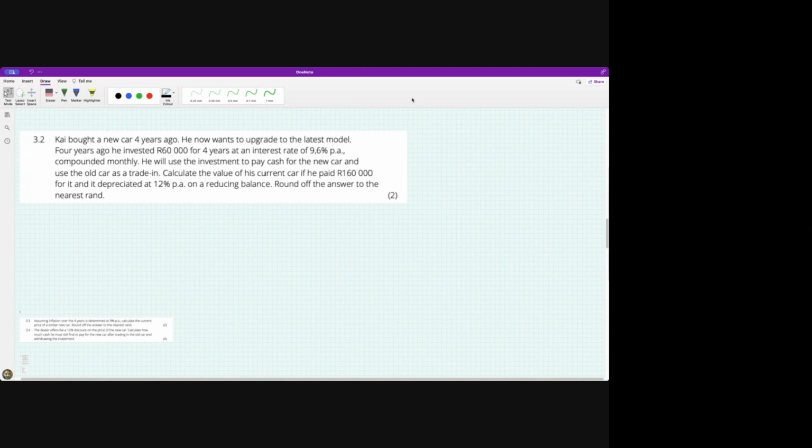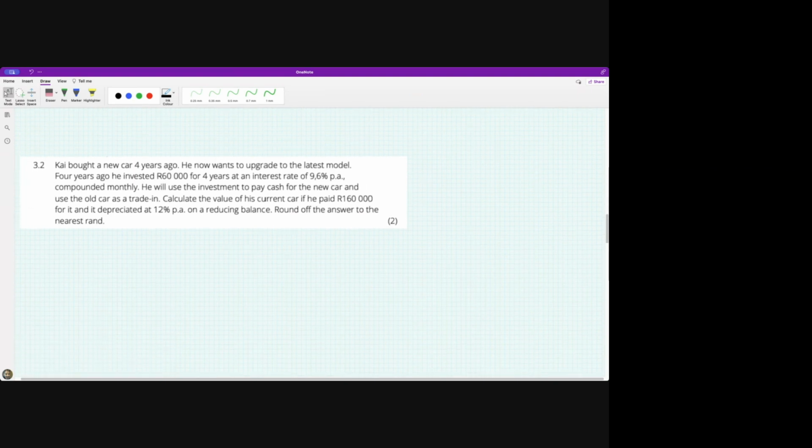All right, let us look at some more exam questions related to financial mathematics. So often, when we talk about depreciation, we talk about cars because most people have to either buy a car or catch a lift in a car. And so car prices and how they lose value is important. It says, Kai bought a new car 4 years ago. He now wants to upgrade to the latest model.